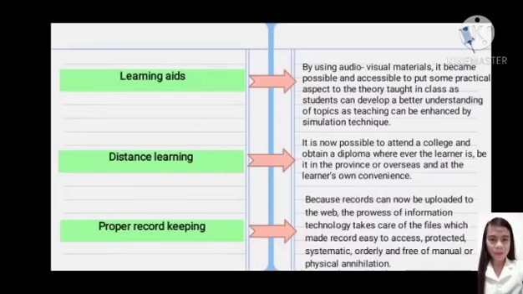Proper record keeping. Because records can now be uploaded to the web, the prowess of information technology takes care of the files, which makes records easy to access, protected, systematic, orderly, and free of manual or physical annihilation.